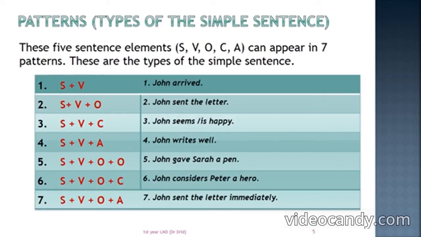Number 6. Subject plus verb plus object plus complement. Here, this complement describes the object. Like, John considers Peter a hero. Hero describes Peter. Finally, we have the 7th type, subject plus verb plus object plus adverbial. This is type 2 plus an adverbial. John sent the letter immediately.